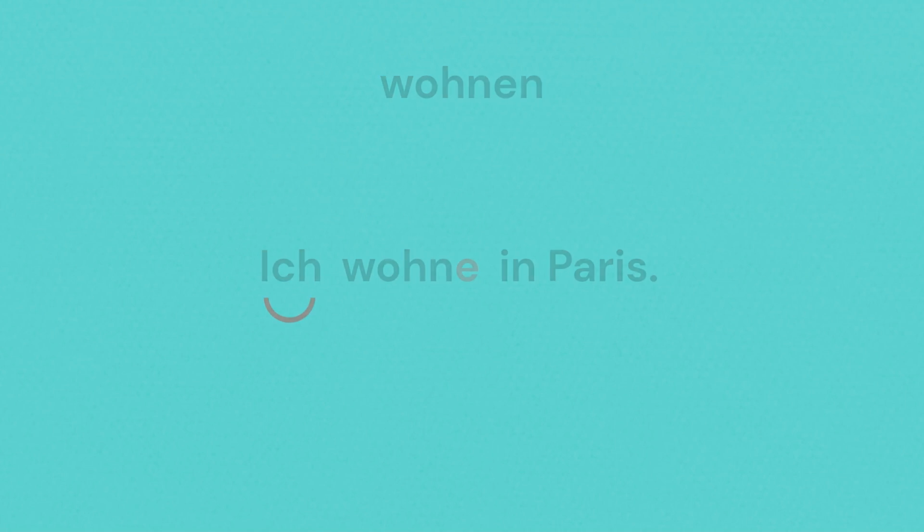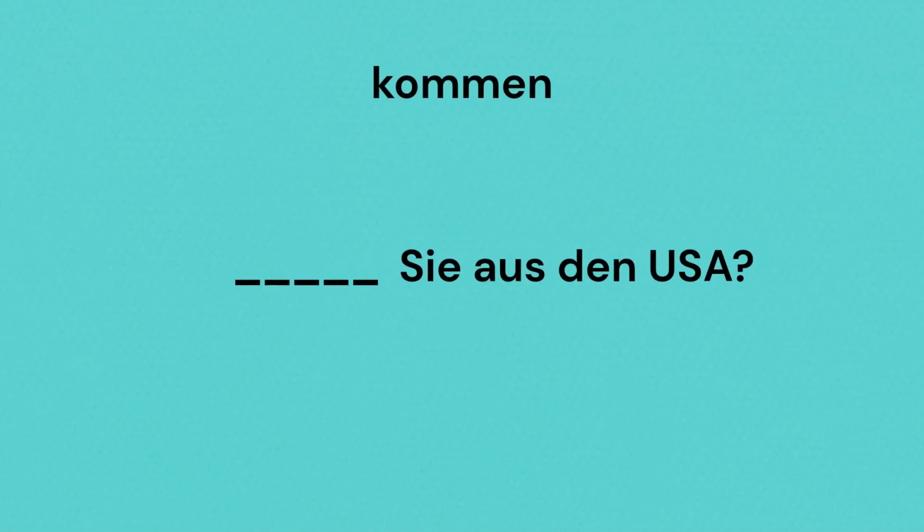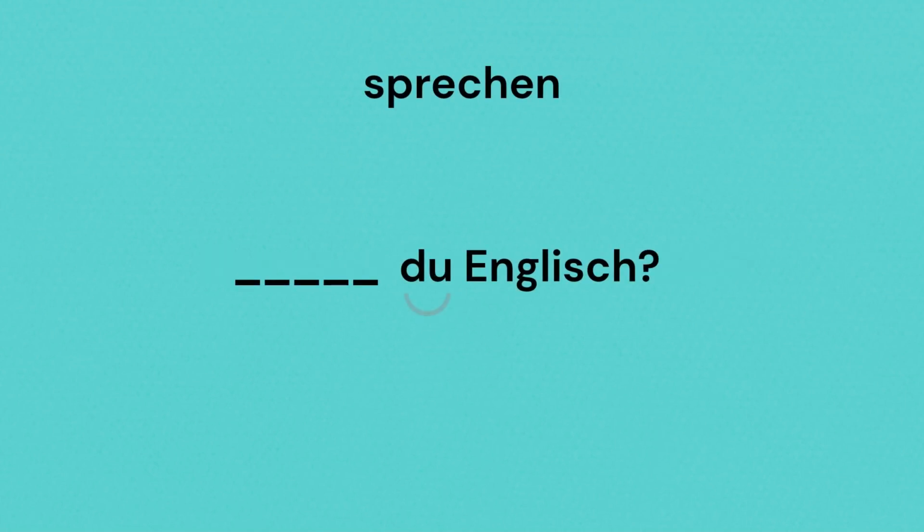Here's the next sentence. And the verb is kommen. The subject in this sentence is sie. So your answer should be, kommen Sie aus den USA? Let's now move on to the next sentence. In this one, the subject is du and the verb is sprechen. So when you conjugate the verb according to the subject, your answer should be Sprichst du Englisch? Hope you remembered that the conjugation here is a bit different.